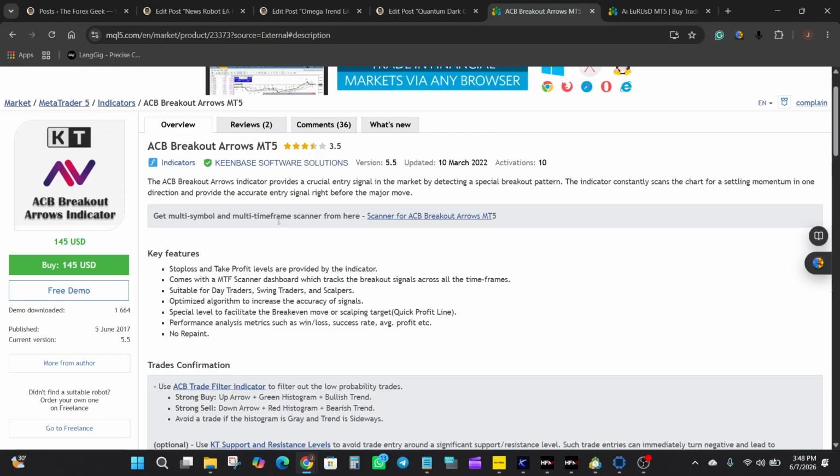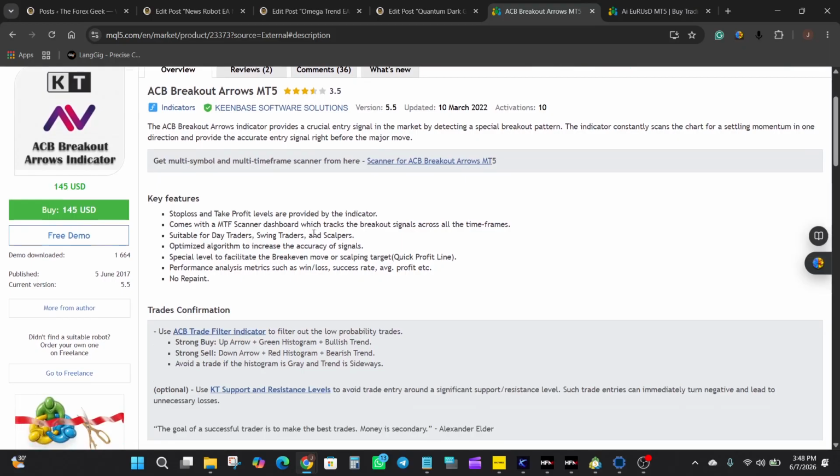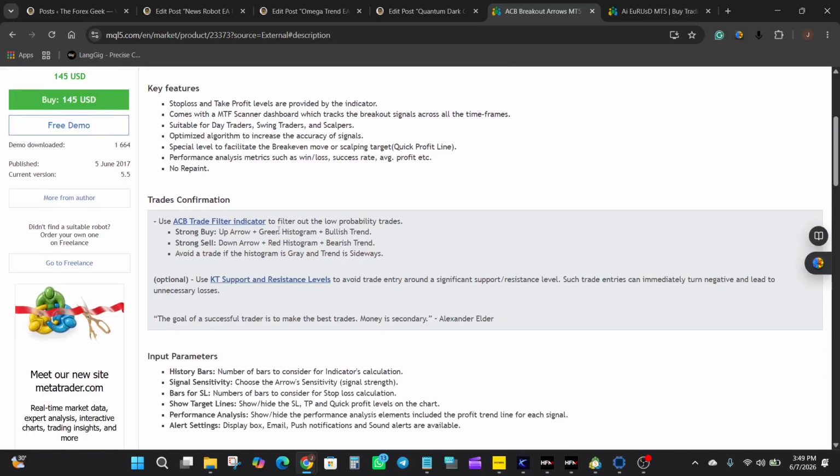As we go through the product page, we can see that the indicator provides both entry signals and predefined stop loss and take profit levels directly on the chart, which can help traders structure trades more efficiently. One feature that stands out is the included multi-time frame scanner dashboard. This allows traders to monitor breakout signals across multiple time frames from a single interface rather than manually switching between charts. For traders following several markets or time frames, that can significantly improve workflow.